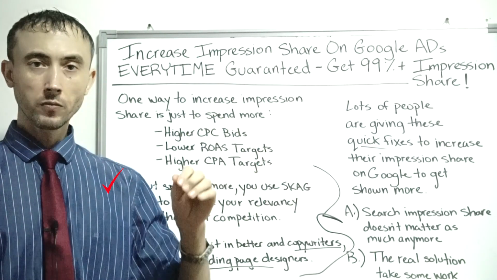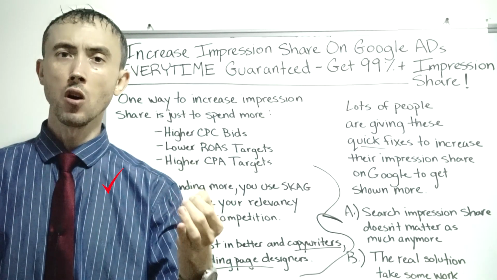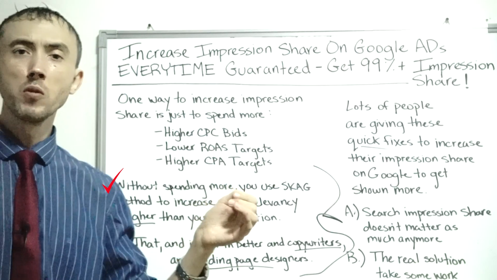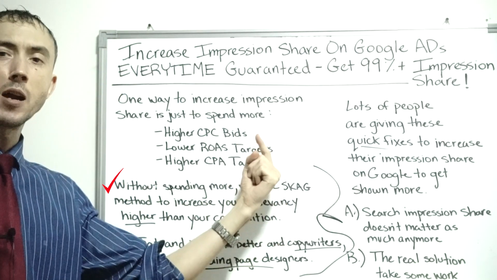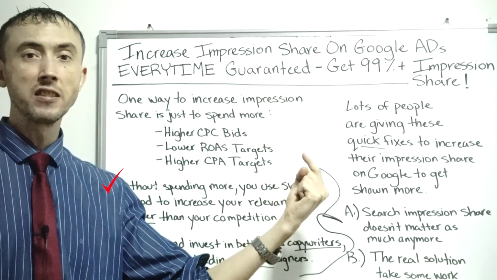So with that said, the user ultimately starts getting what they want. Google gets what they want. Google rewards you. And one of the ways they also reward you is they want to show you a higher percentage of the time, which means you get higher impression share. So you see all this ties together.